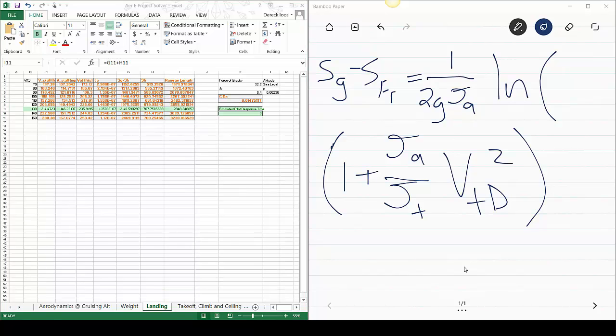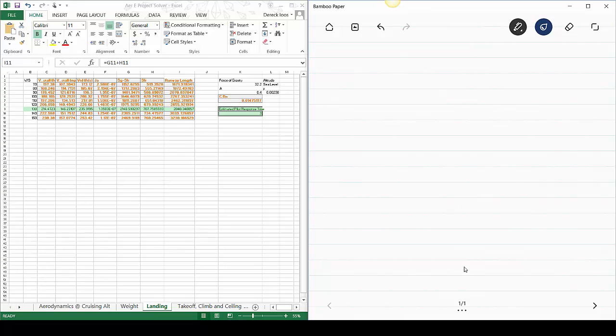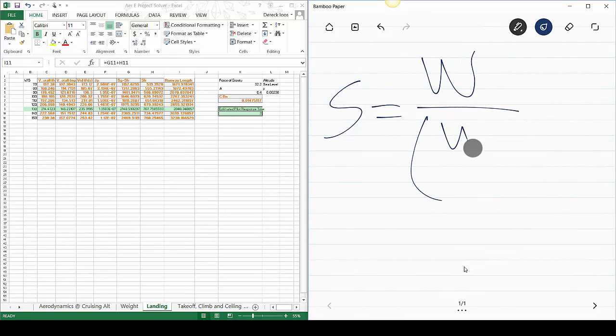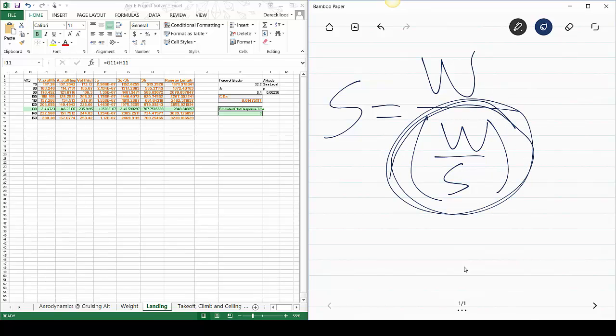Once we have each runway calculated for each W over S value, we can determine what our W over S needs to be for your desired runway. And from here, we can determine the wing area you are going to need by setting wing area equal to current weight divided by W over S. For example, your wing area is going to be equal to your current weight divided by W over S. And this W over S is going to be selected based upon the runway length you want.